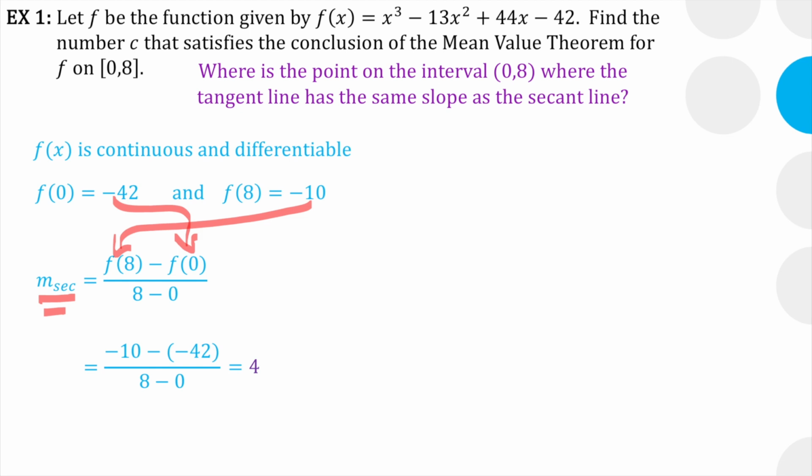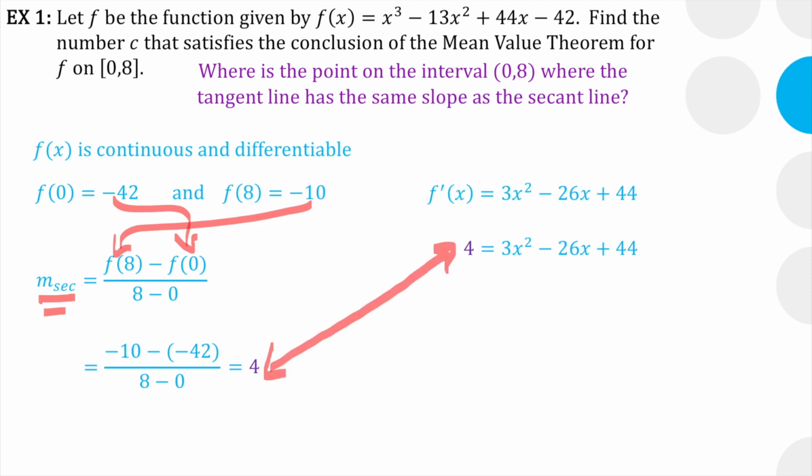Where does the tangent line have the same slope? Where is the instantaneous rate of change the same? Where is the derivative the same? So if the derivative is 3x squared minus 26x plus 44, we just set that equal to the slope of the secant line. Now we just have to solve for x. So subtract 4 from both sides, and then on the right we can factor. And now we can see that the instantaneous rate of change is 4 at 2 places, at x equals 2 and x equals 20 over 3.